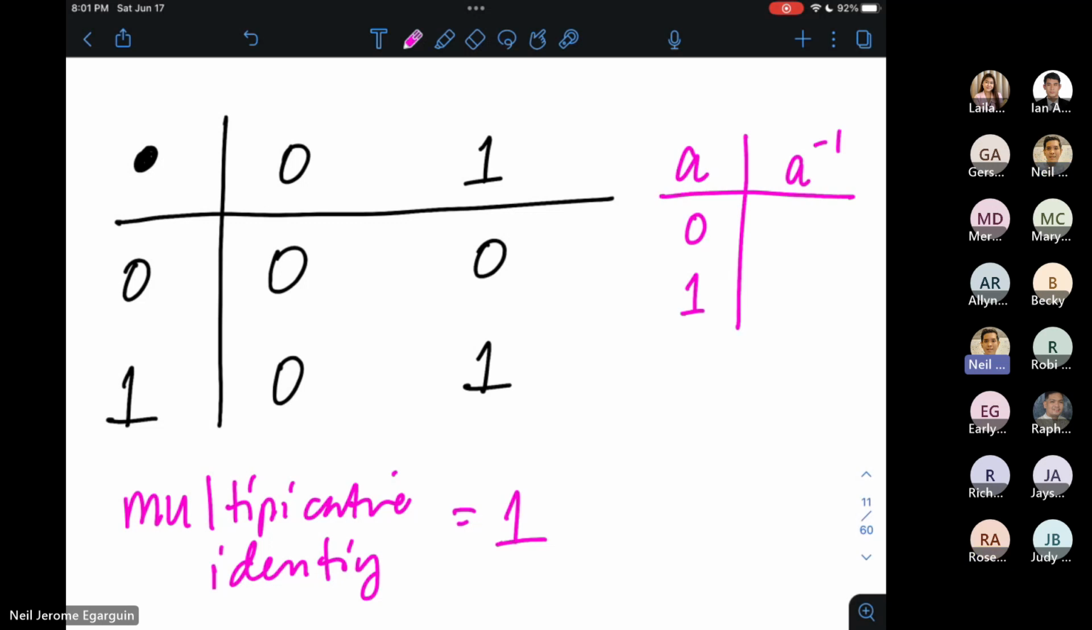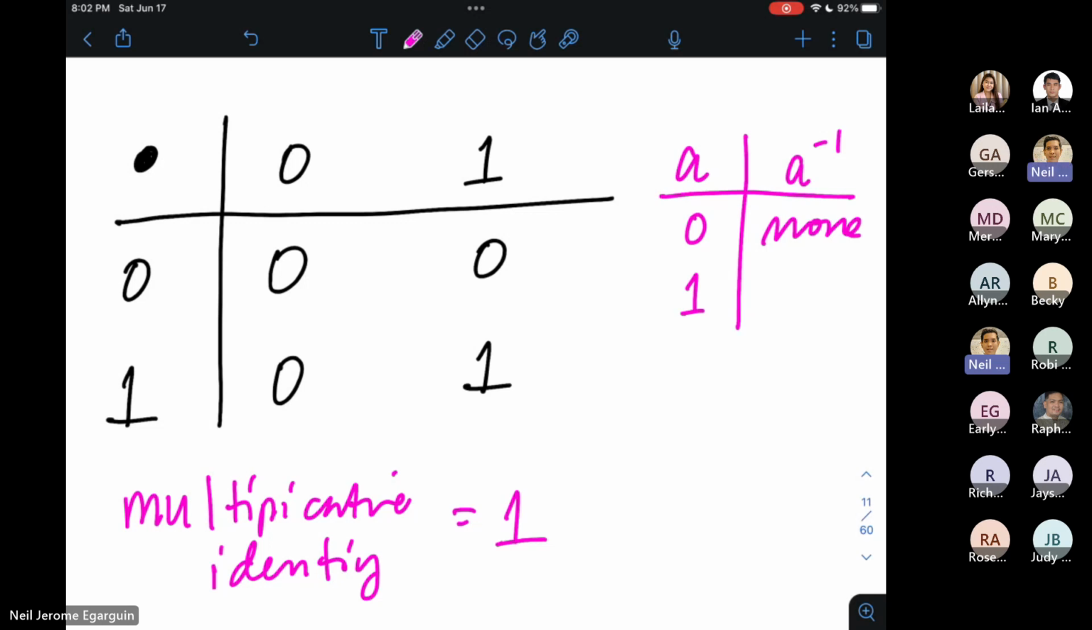0. 0. Nope. Try again. None. Tama si Becky. None. Di ba hindi required na magkaroon ng multiplicative inverse yung 0? Yeah. Tapos paano natin kinukuha multiplicative inverse?